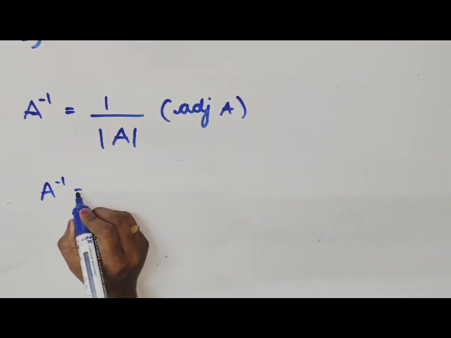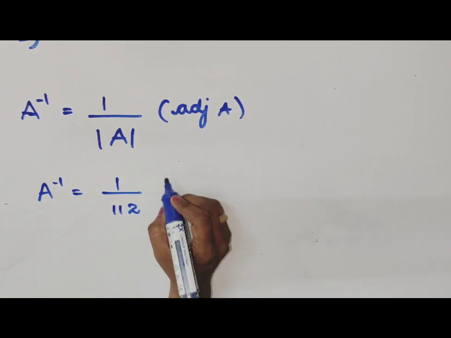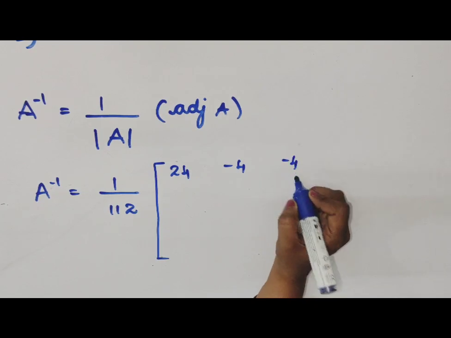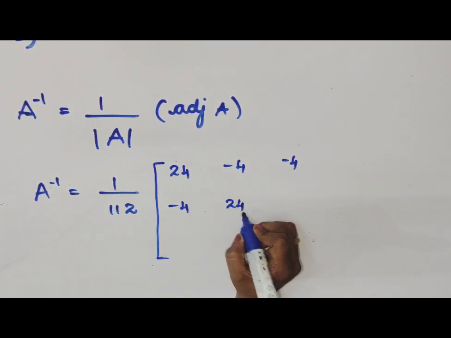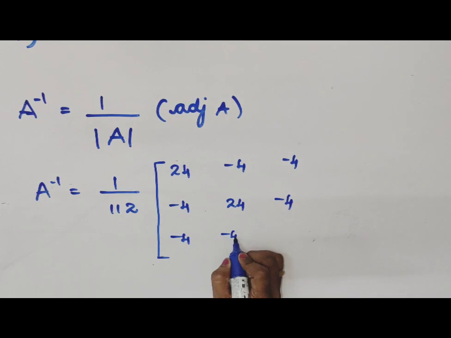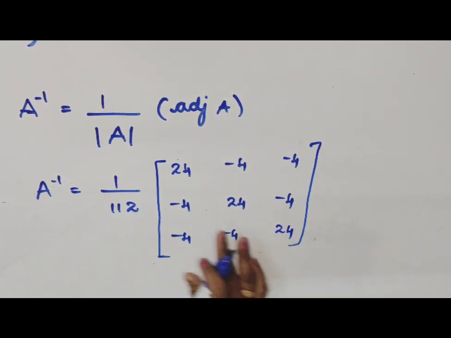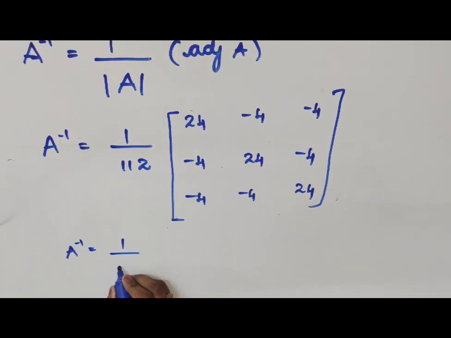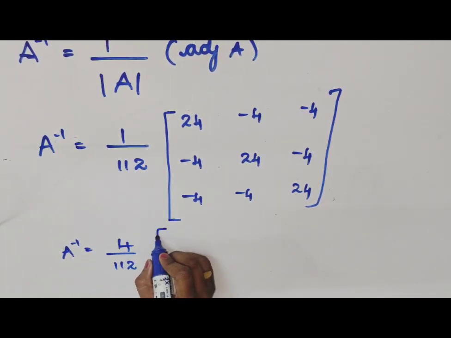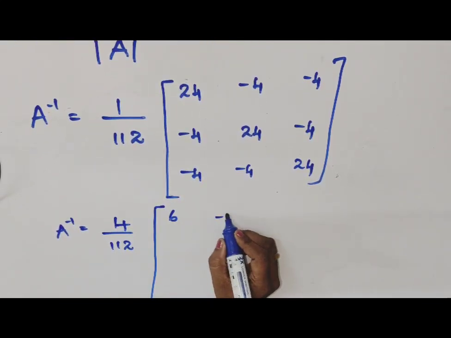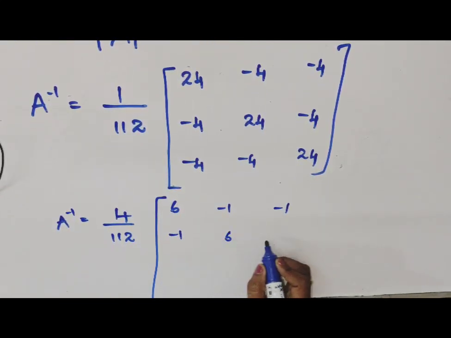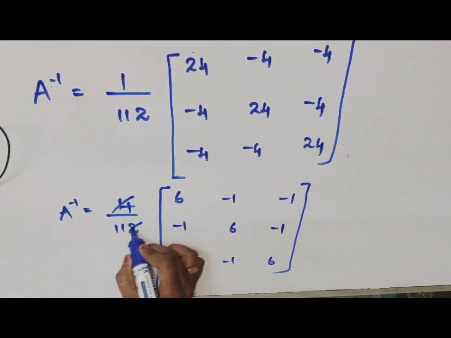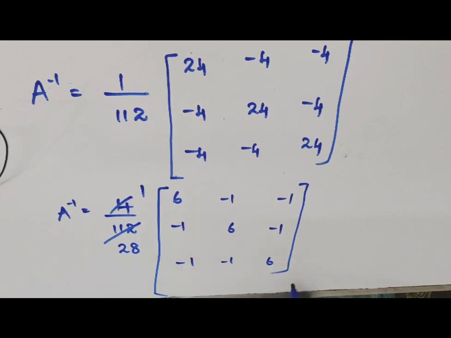A inverse equals, determinant A we got is 112 and adjoint of A is nothing but 24, minus 4, minus 4, minus 4, 24, minus 4, minus 4, minus 4, 24. So within the matrix all the terms are multiples of 4, so we can take 4 common. 1 by 112, I am taking 4 common. It would become 6, minus 1, minus 1, minus 1, 6, minus 1, minus 1, minus 1, 6, and we can cancel these terms. 1 by 28. So this is the inverse for this.